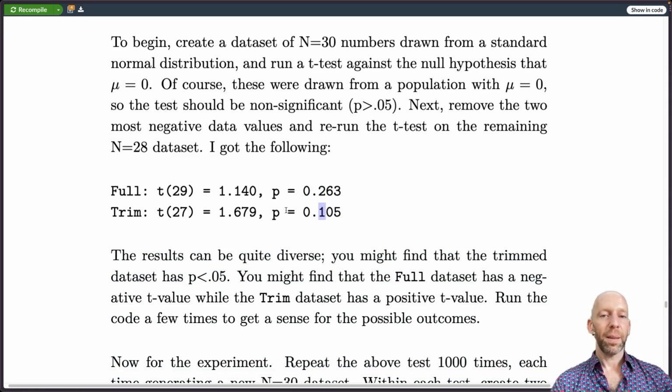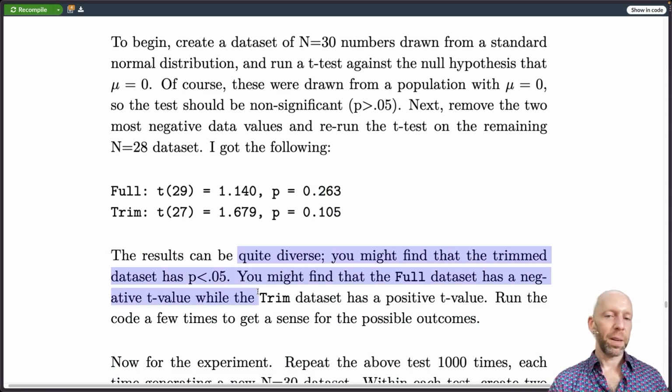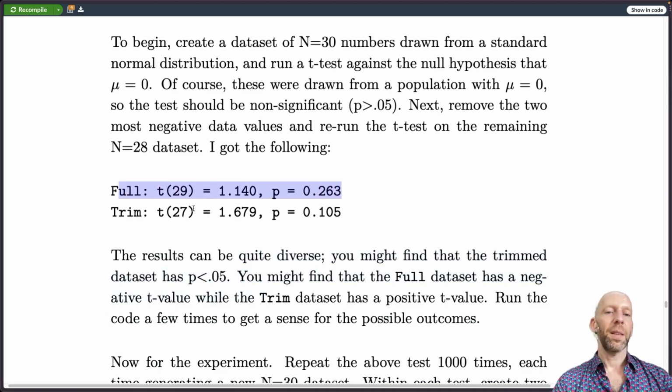Once you get this code running, just run it a bunch of times, and you will see various outcomes. You will actually find cases where this is non-significant and this is significant. You'll get negative t-values, all sorts of diverse outcomes. So let me switch to code. I will show you how I implemented this part of the exercise, and then we'll come back for the experiment.